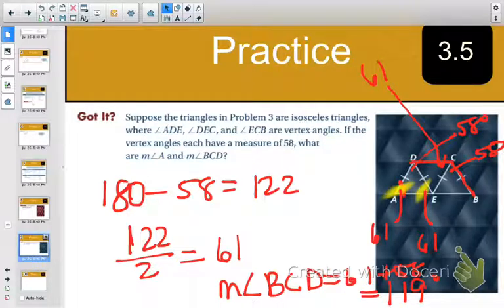So the main thing to remember is, for isosceles, your two base angles are always congruent. Okay, and that's kind of the main concept of this. And then if you have that information, you can usually find everything else.